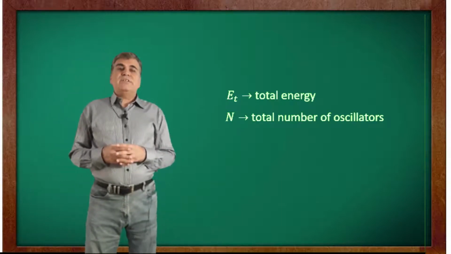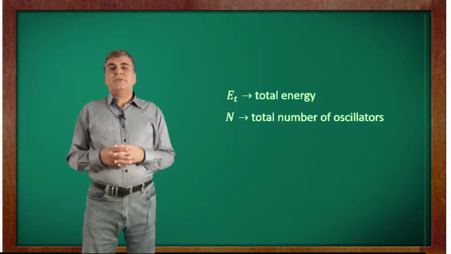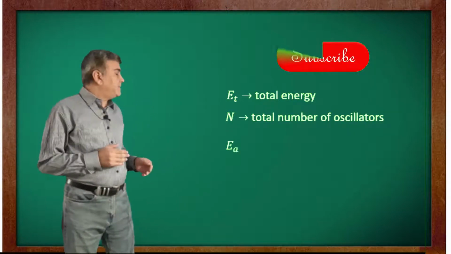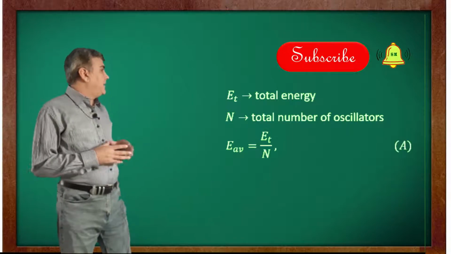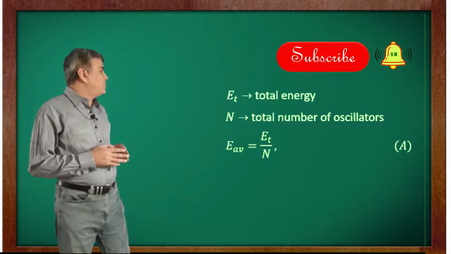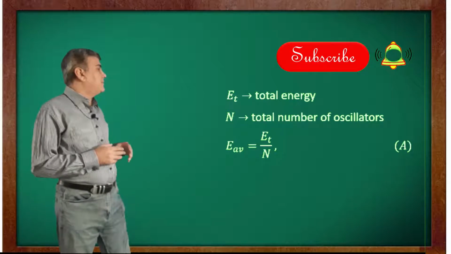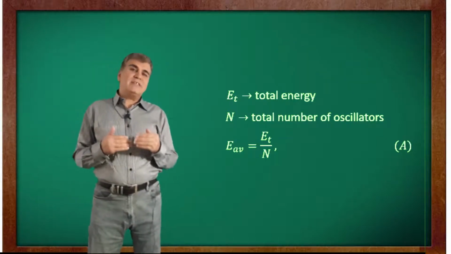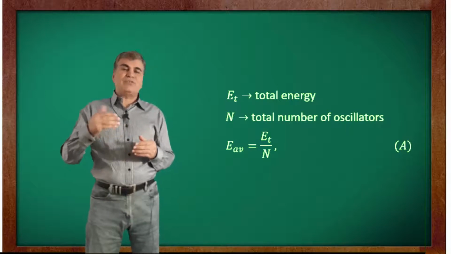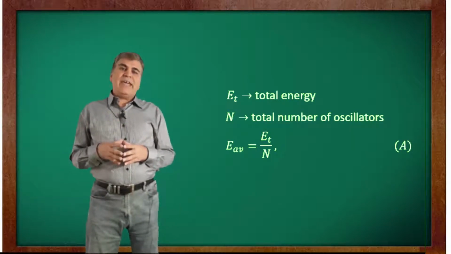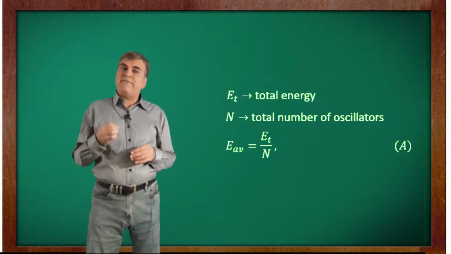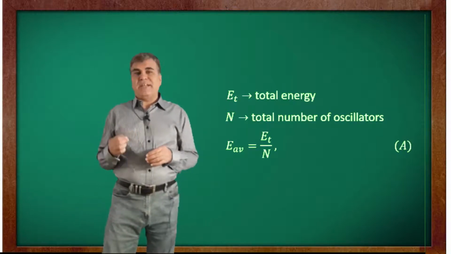From the total energy, the average energy per oscillator can be obtained by dividing E sub t over n, in the form E sub average equals E sub t divided by n. However, Planck didn't follow this procedure. In order to catch the original idea of Planck, we will follow a different approach for the summation.